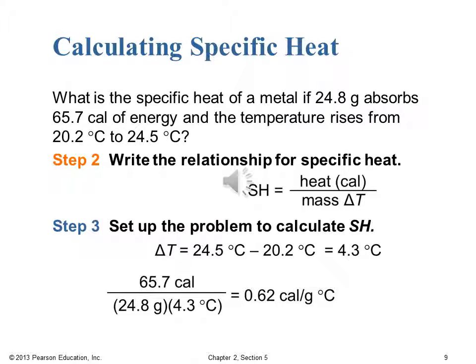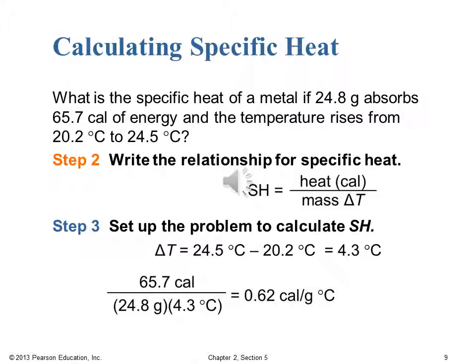Okay, so moving on to our next step, we'll write the relationship for specific heat, which is specific heat equals heat, in this case in calories, divided by mass times the delta T. So in step number 3, now we're ready to set up the problem. First, we have to consider the delta T. So 24.5 degrees Celsius minus 20.2 degrees Celsius. This is a subtraction, so we end up with 4.3 degrees Celsius, based on the decimal place of least significance, the tenths place for each of those temperature values. Now we drop down to just 2 sig figs, 4.3 to the tenths place.